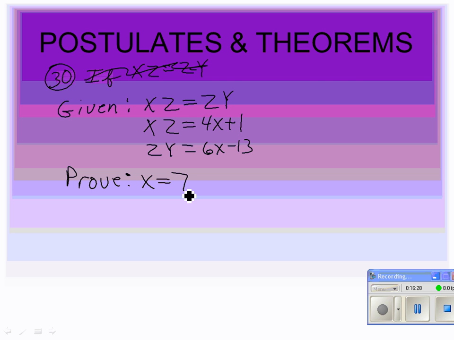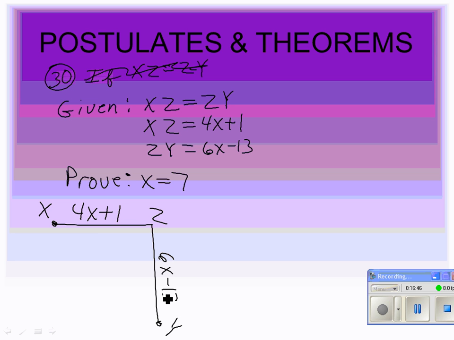And they give you a picture. Looks like this. And they label it all for you already, so it's X, Z, Y. And they tell you that this is 4x plus 1, this segment's 6x minus 13. We go to write this 2-column proof. If you shorten this up and just put S up here and R, I don't mind that. What's our first statement going to be? XZ equals ZY. How'd you know that XZ equals ZY?